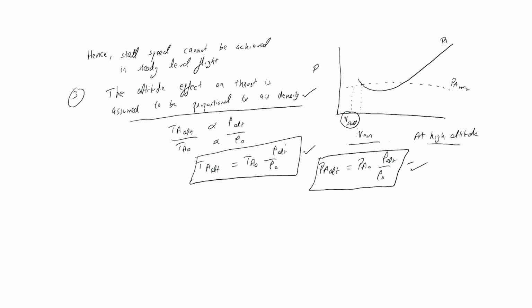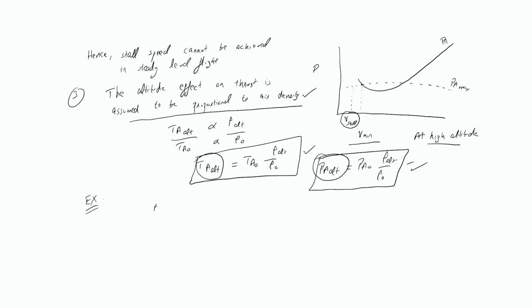So if we know this ratio rho by rho naught, then we also know the thrust available at sea level and the power available at sea level, and you can find out approximately what the thrust required and power required will be at that altitude. Now let us take the same example that we have been considering so far. We will consider the same jet aircraft.